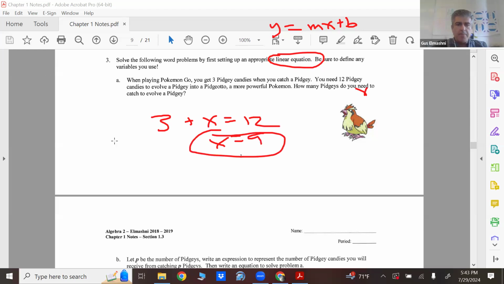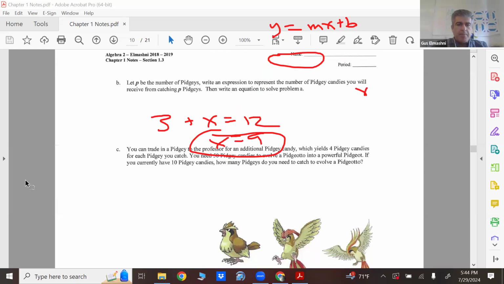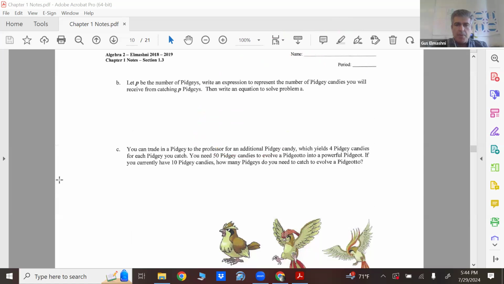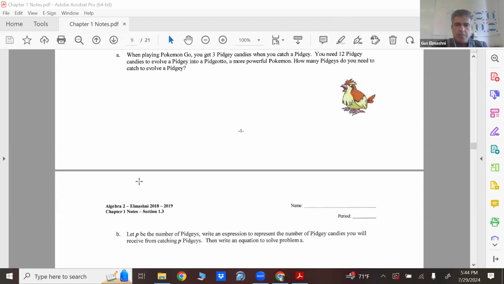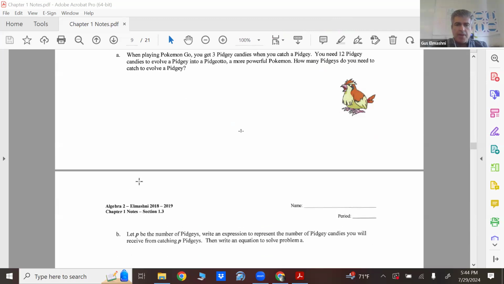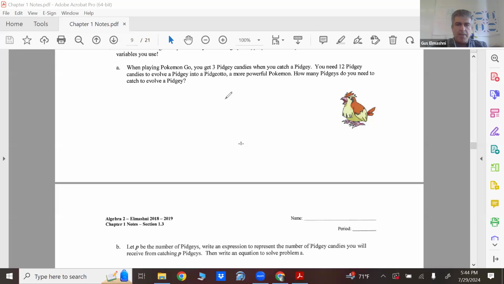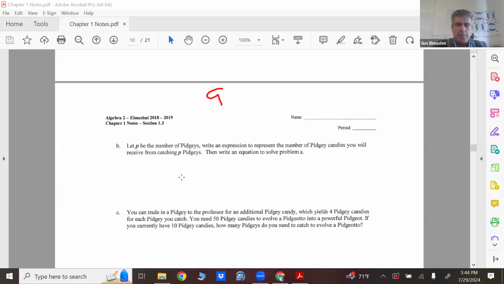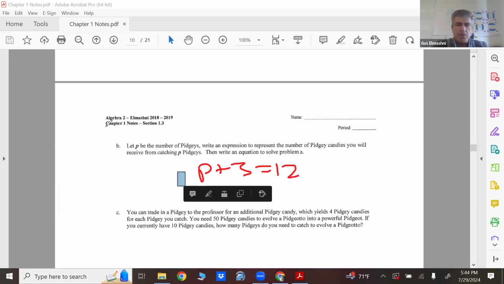For part B, let P be the number of Pidgeys. Write an expression that represents the number of Pidgey candies you will receive from catching. Oh, never mind, I just did part B for you guys. So part A was easy, we know it's 9, but part B is actually writing an equation. So my bad, P plus 3. A little premature what I did for part A. My apologies. Part B wanted you to write the equation for the situation discussed in part A.